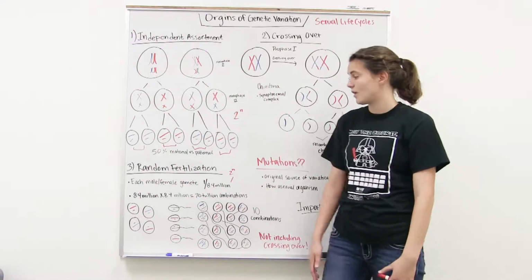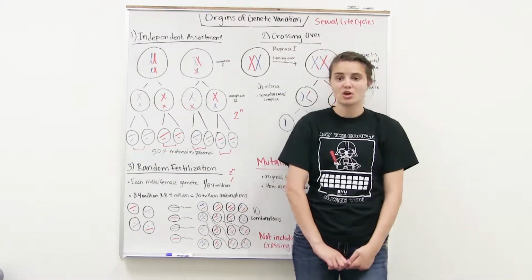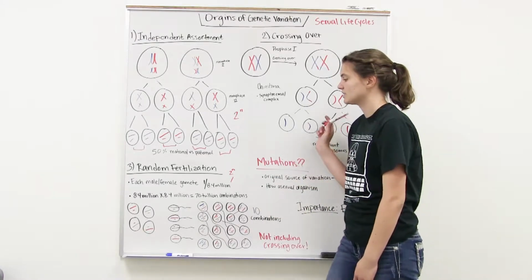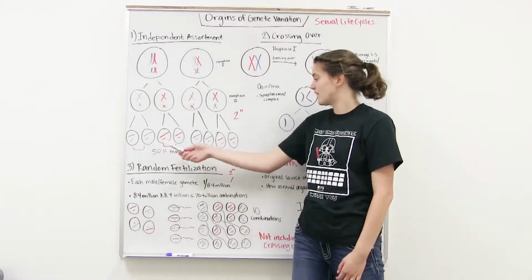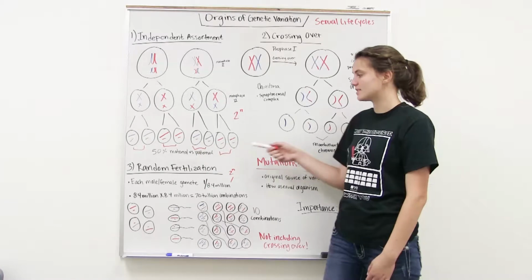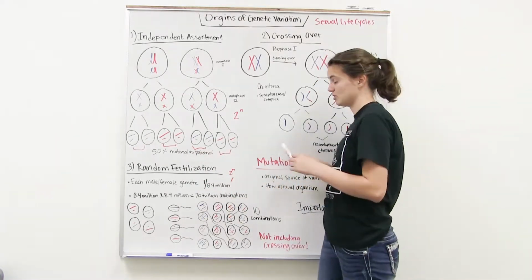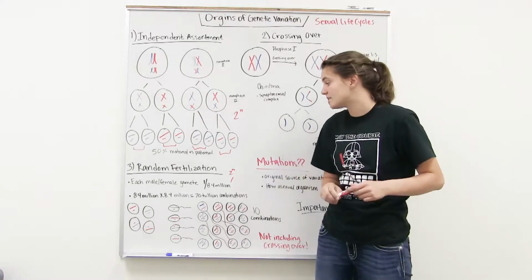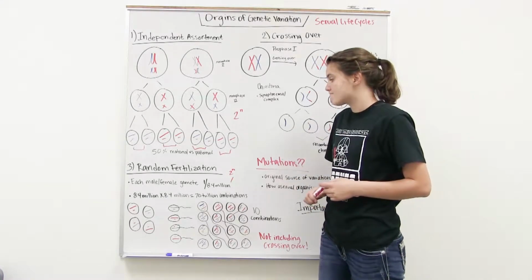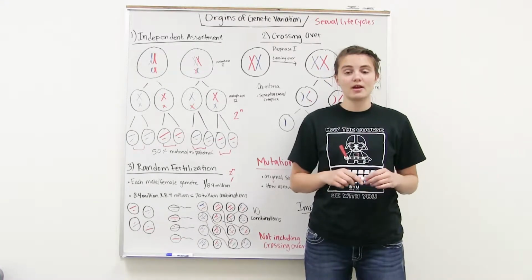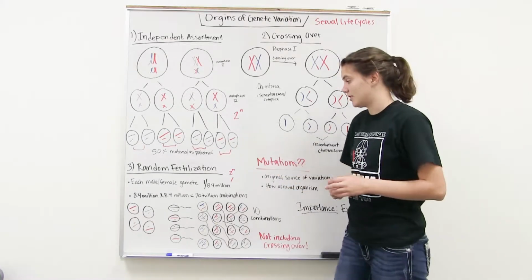The third main way is by random fertilization. So this is taking these 2 principles and taking it one step further, because right now we're just talking about the formation of gametes, but really we want to form a zygote when we fertilize our gametes with each other and see what happens. And so when we do this, it creates even more genetic variation.